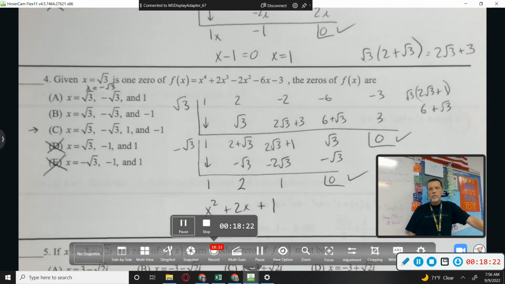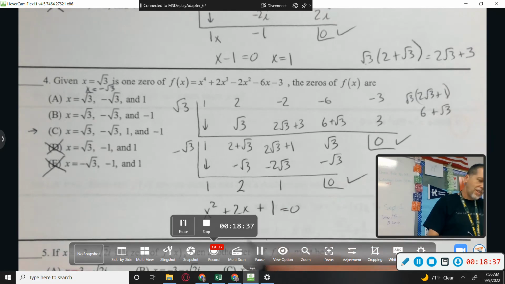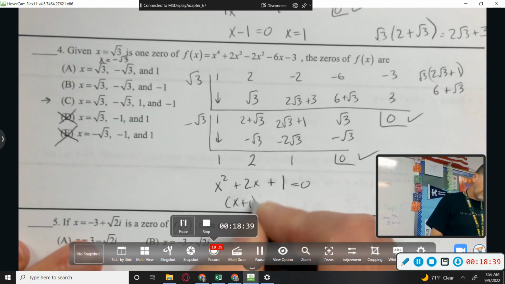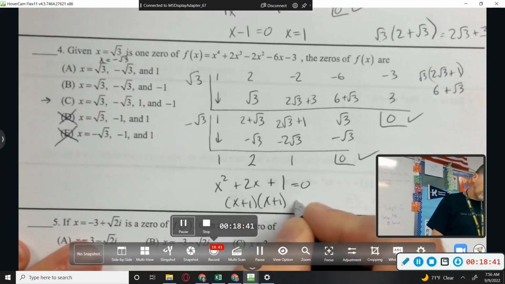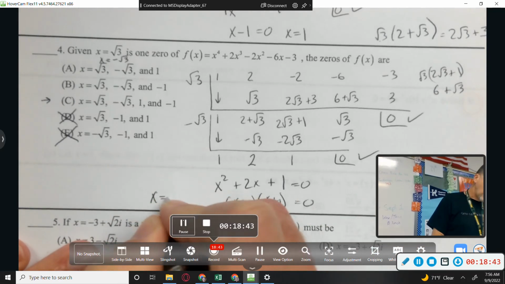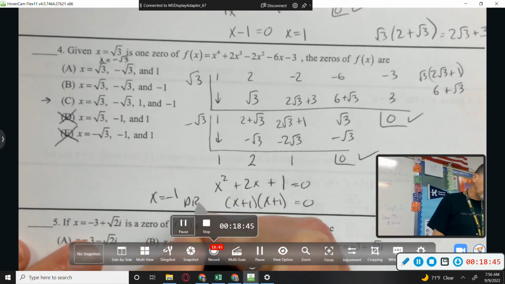Okay, we get down to x squared plus 2x plus 1. You can use the quadratic formula, you could complete the square, or better yet, what would be the best way to solve that one? Factor it. x plus 1 and x plus 1. So x equals negative 1 is a double root.